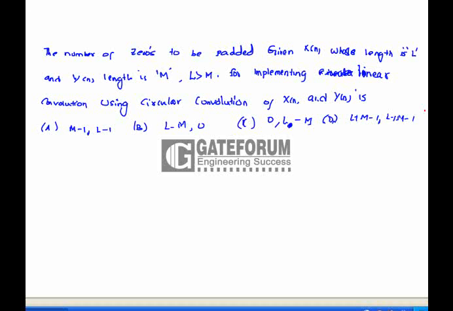Number of zeros to be padded to the given x of n whose length is L and y of n whose length is M, L is greater than M, for implementing a linear convolution using circular convolution of x of n and y of n is. See, before proceeding into the solution, we have to know the length of the linear convolution of sequences x of n and y of n is L plus M minus 1. This is the length of the sequence we are going to get after performing a linear convolution of x of n and y of n.